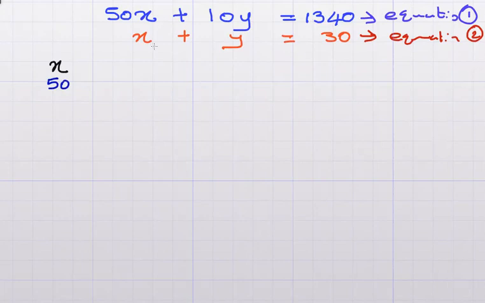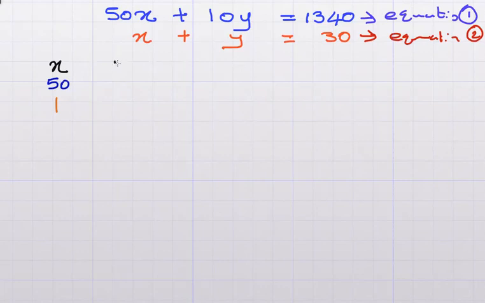And in the orange equation, what's the x's coefficient? It is not to be seen. There's no number in front of x. But we know when there's no number in front of a letter, we consider the number as 1. So x means 1x. So what are the coefficients of x? 50 and 1.